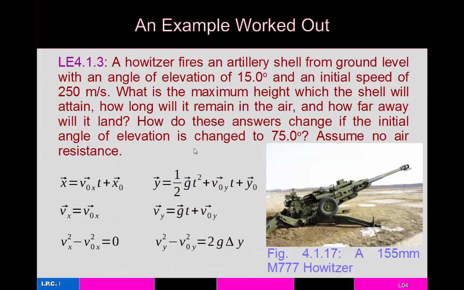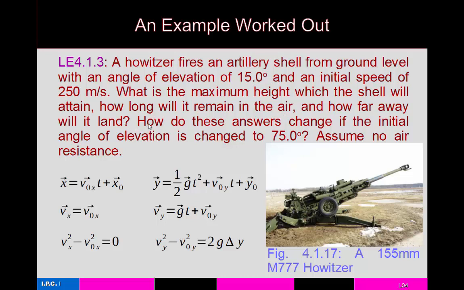So I want to work one last long example to close out the notes and then give a few questions to ponder before class. So our long example here is that a howitzer fires an artillery shell from ground level at some angle of elevation and given some initial speed, and we want to know what is the maximum height that the shell will attain. In other words, what's the apex of this thing's motion, how long is it going to remain in the air, and how far away is it going to land. In other words, what's the range.